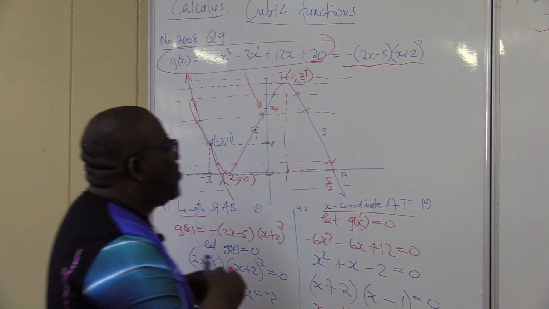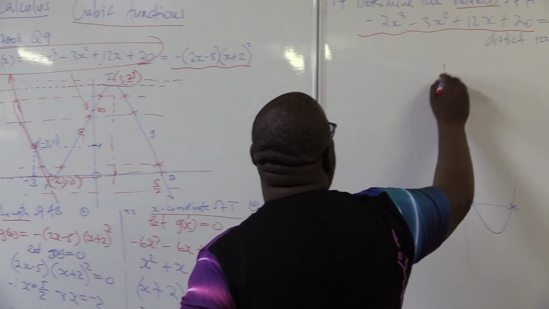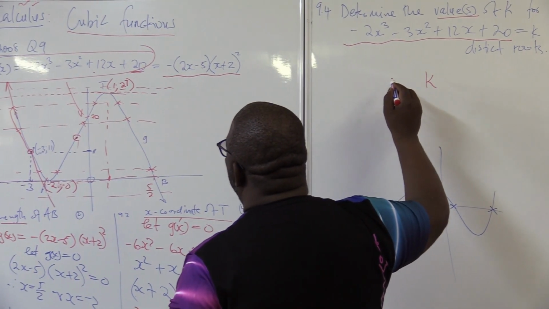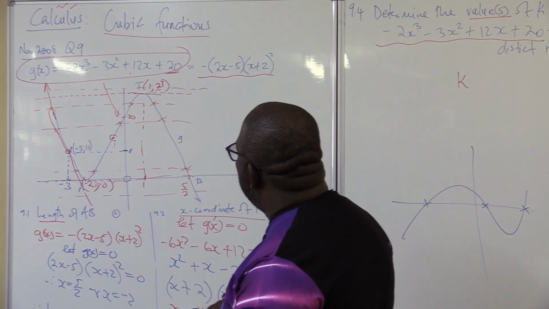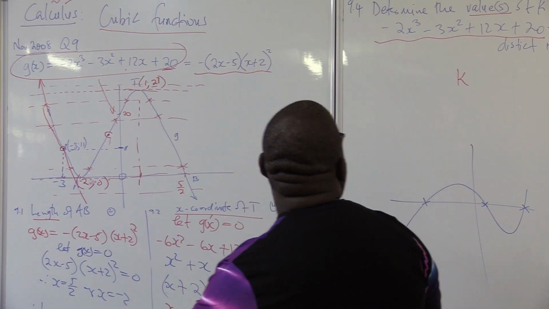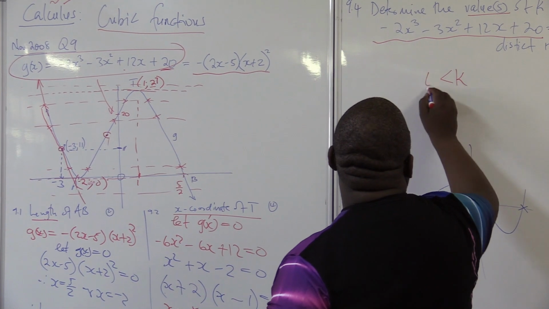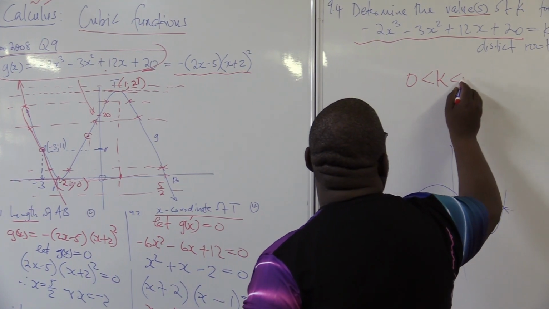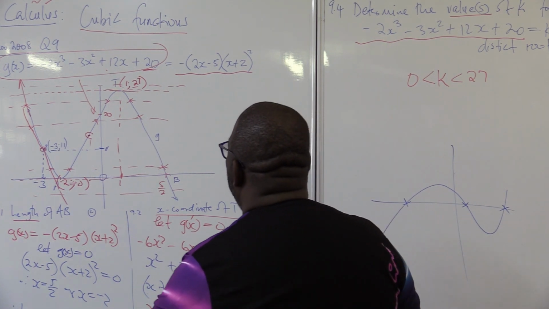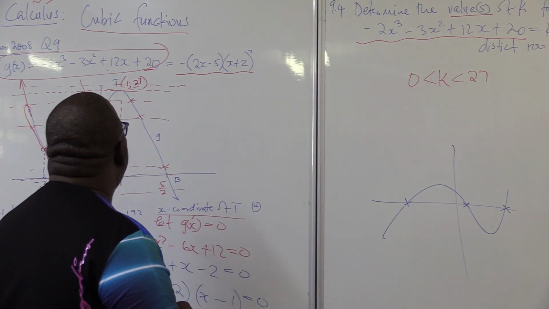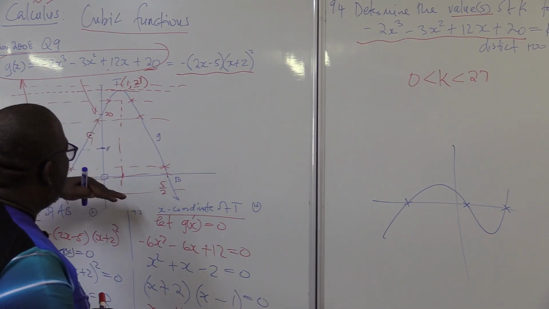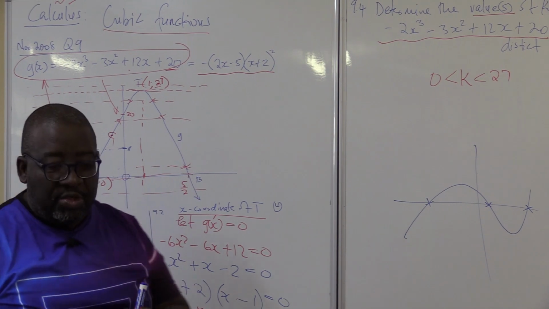So the solution for this one is very simple. We are going to say k is between, let me just look at it again. k is above 0 but less than 27. k is greater than 0 but less than 27. I think this is how I will go about this. So it should be k is above 0 but less than 27, because this is where the solution will be. That's how I'll go about doing this one.